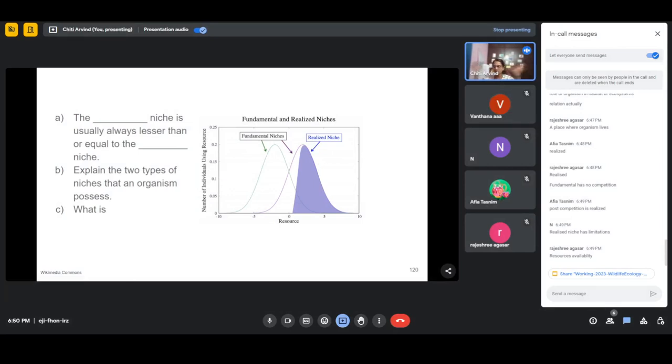The fundamental niche is a theoretical concept that shows an entire area where a particular species can survive, but the thresholds or the bounds of actual survival are restricted to a much smaller area that is known as a realized niche, right? So I hope this is clear to everyone.